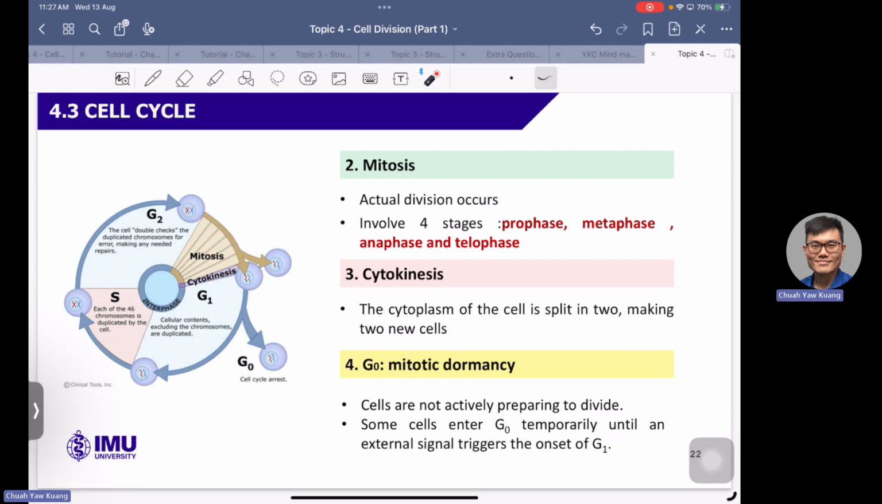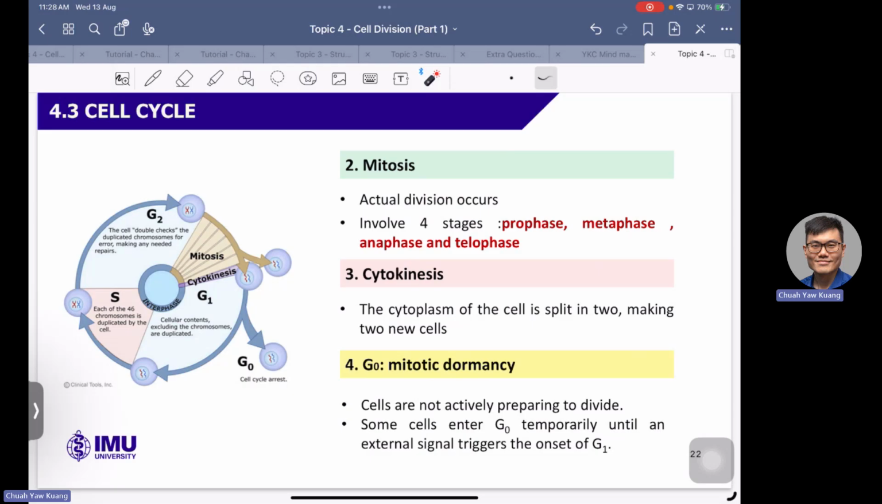Mitosis or meiosis is actually the division of the nucleus. After the division of the nucleus, you need to divide the cytoplasm. That phase is called cytokinesis. But cytokinesis is very short, because it normally occurs together with the telophase. Halfway through the telophase, it starts cytokinesis. So that's why it's very short. Then after that, you're done. That will produce the new cell.